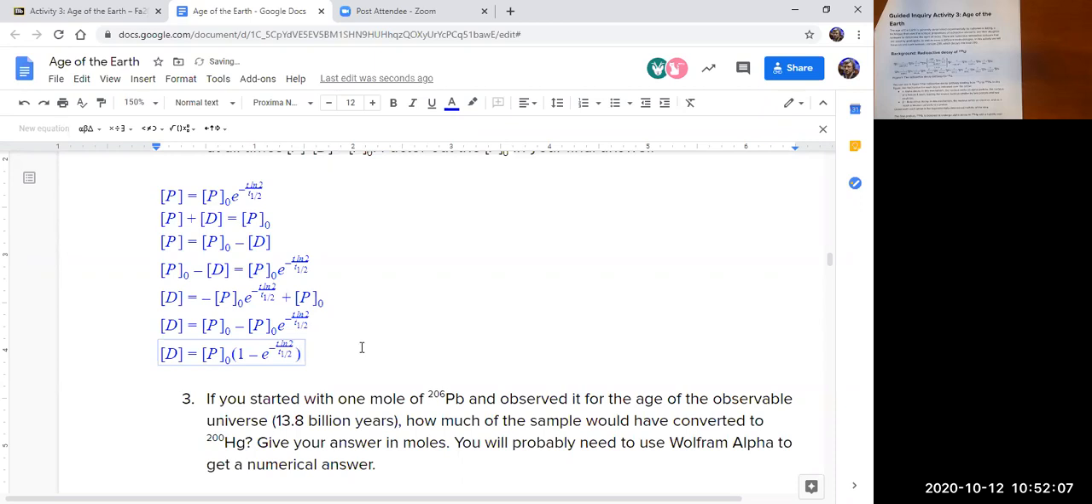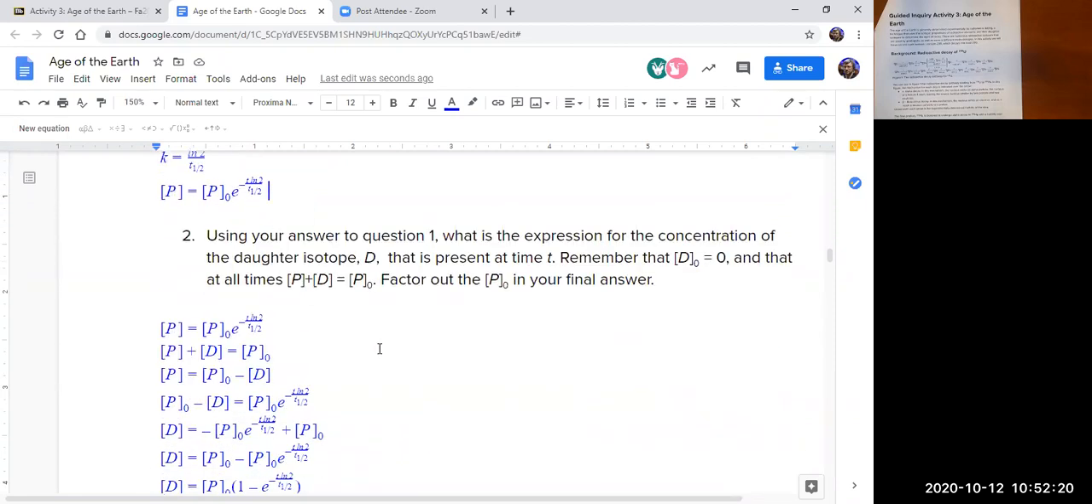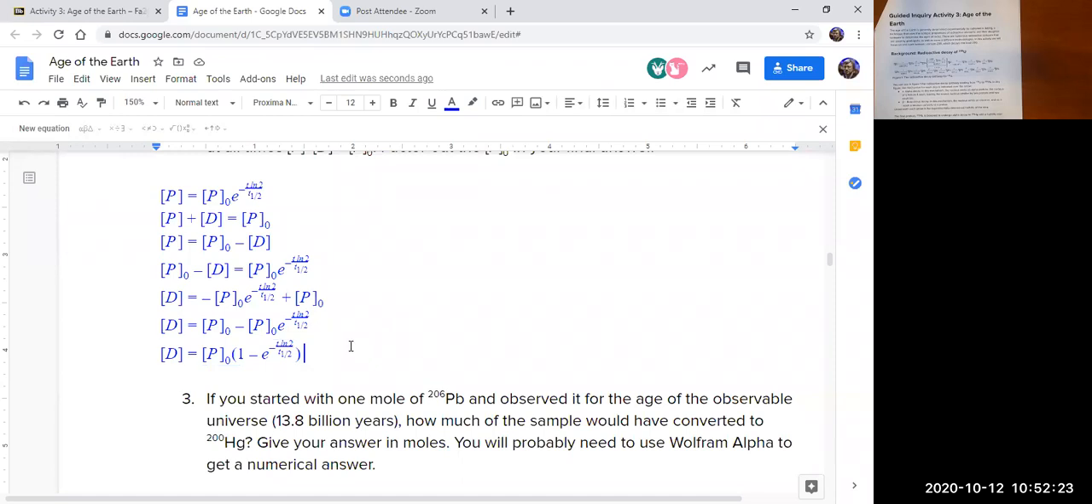There we go. Okay, so hopefully this is just some very straightforward algebra at this point. So let's think about these two equations that we have in question 1 and question 2.